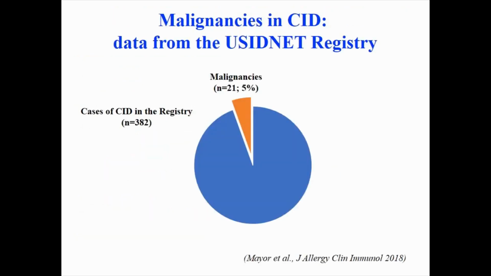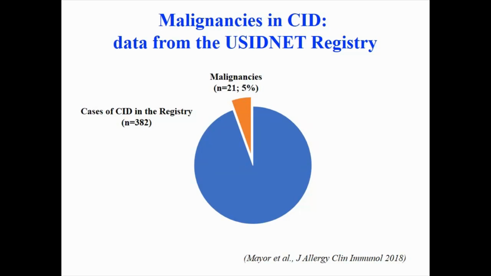Malignancies. I mentioned that patients with CID unfortunately are more prone to some kinds of tumors, especially lymphomas, and especially EBV-related lymphoma, but not just EBV-related lymphoma. This is actually a study from the USIDNET registry. So if you're a member of the USIDNET, if you gave your name or your relative's name to the USIDNET registry, you contributed to this study.